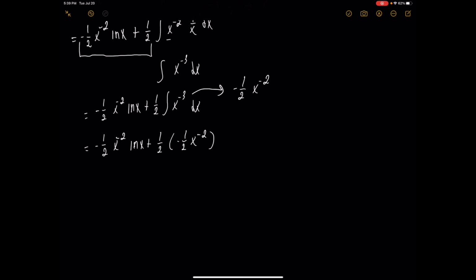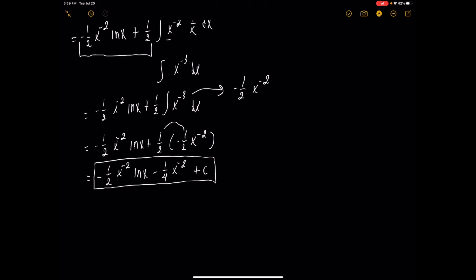So now what's going to happen here is that these are going to multiply. So now we are going to have negative 1/4 because we're multiplying those fractions. So now we have minus 1/4 x to the negative 2 plus c. And now this right here is the final answer, or final product.